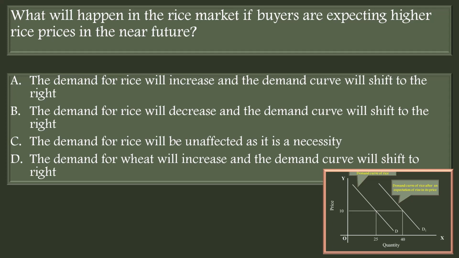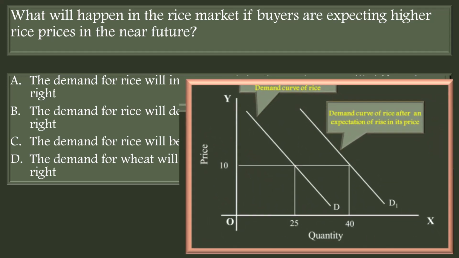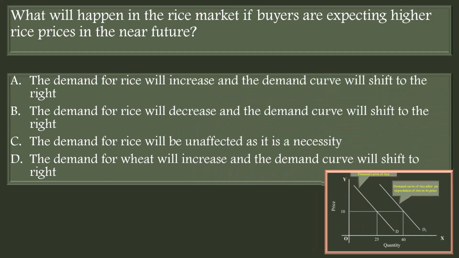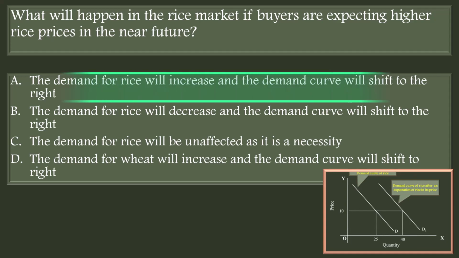A mere expectation of an increase in the price of rice in the near future makes people buy more at the existing price. This pushes up the demand for rice. The demand curve of rice will be shifted to the right. So, option A must be your answer.